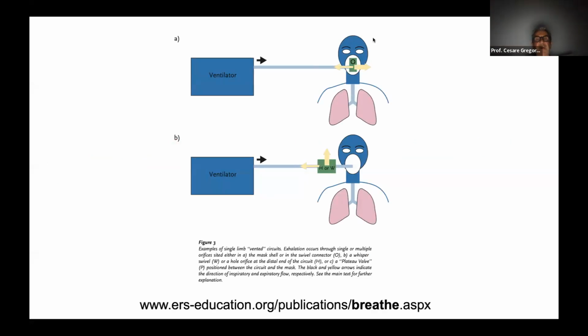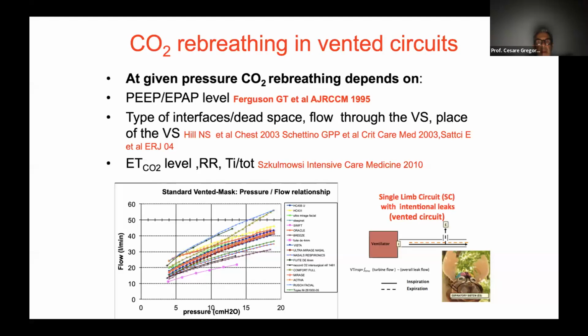So we have just a single limb. We have a vented system embedded in the mask, in the interfaces, or we can have a whisper vented system proximally to the airways. Well, we had a lot of discussion for many years about CO2 rebreathing in vented circuits. I can tell you that I did a lot of measurements by myself with the help of the companies. We did a lot of recent measurements so far, also with some very important companies in the field.